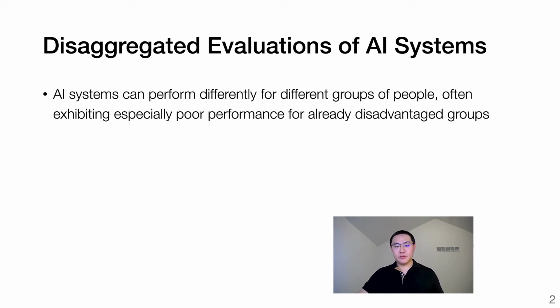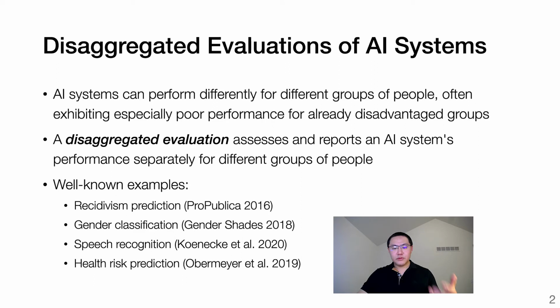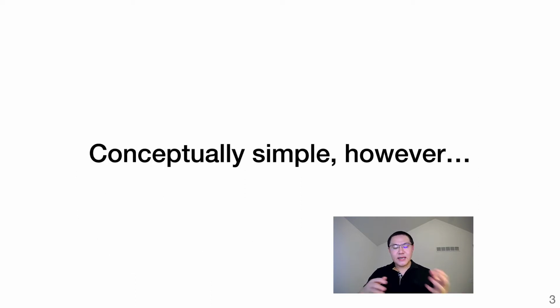AI systems can perform differently for different groups of people, often exhibiting especially poor performance for already disadvantaged groups. A disaggregated evaluation assesses and reports an AI system's performance separately for different groups of people, for example, based on race and gender. Several well-known pieces of work have uncovered performance disparities by conducting such evaluations in a variety of domains. Designing a disaggregated evaluation might sound conceptually simple, but let me tell you a story.